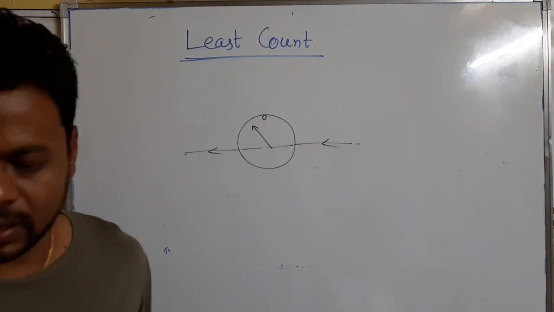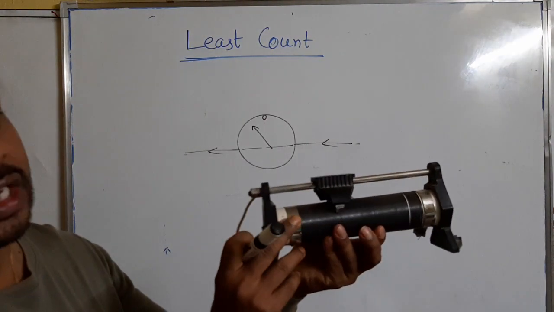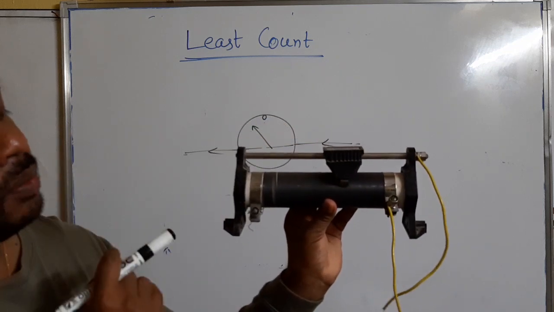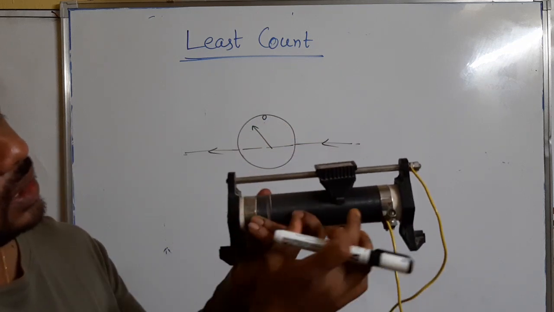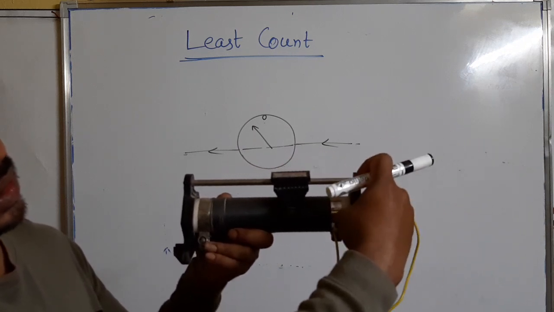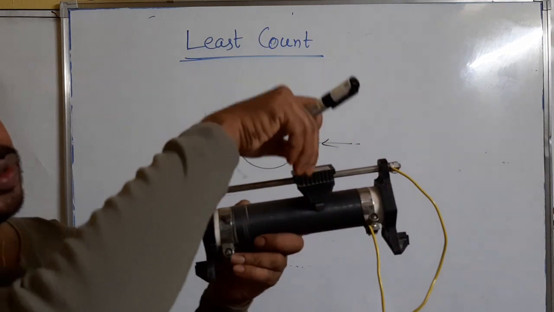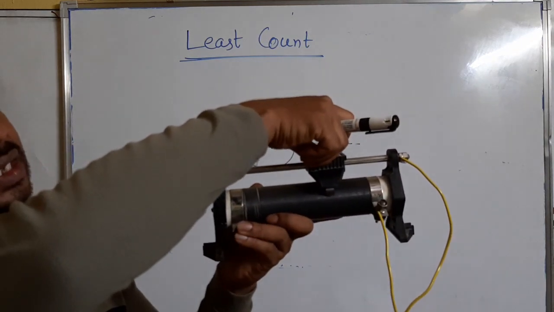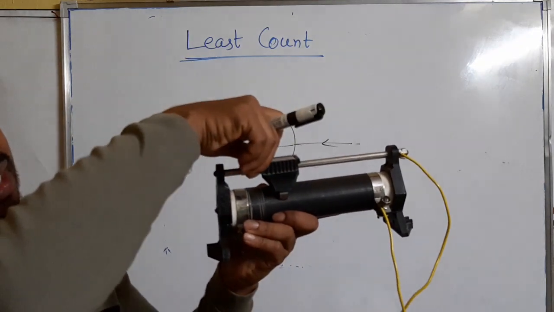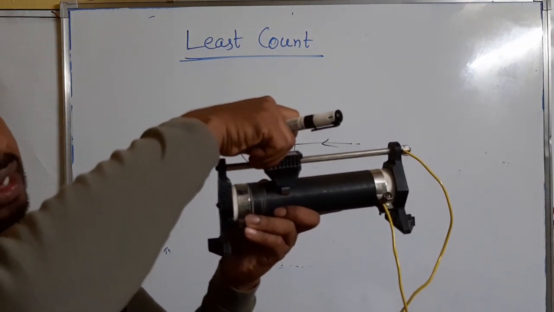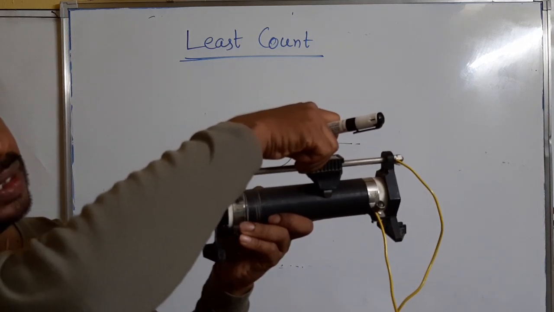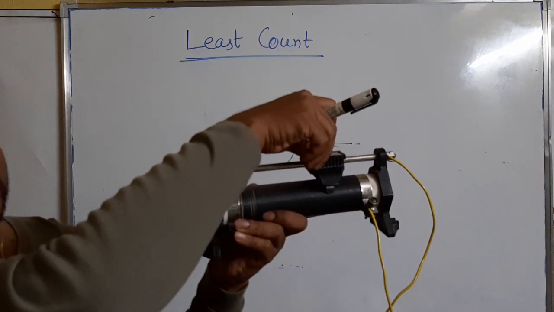And lastly, this is the rheostat, which is called variable resistance. You can see here so many coils are there. The two ends are like this, and if you want to increase the resistance, then you have to move the slider to this side, and if you want to make the resistance less, then you have to move the slider towards this side.